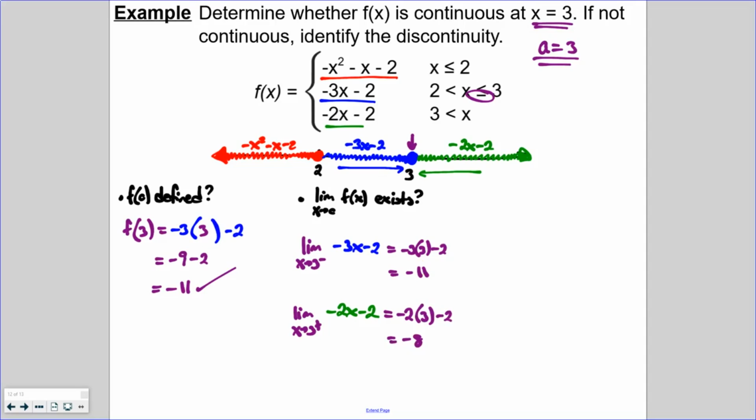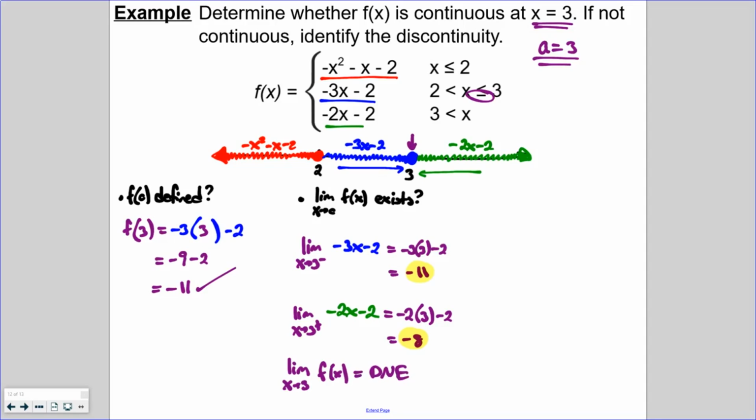So now, unfortunately, the limit from the left does not equal the limit from the right. So therefore, the limit as x approaches a of f of x, I'm sorry, that shouldn't be a. We know what a is. A is 3. Does not exist. So, our function is not continuous at 3.